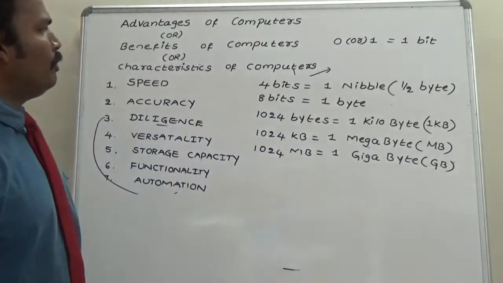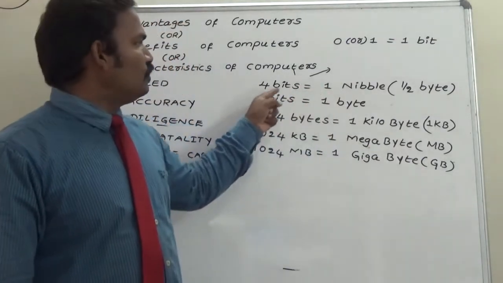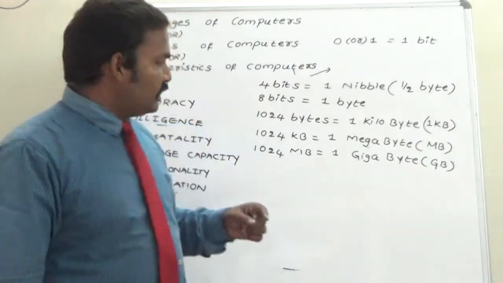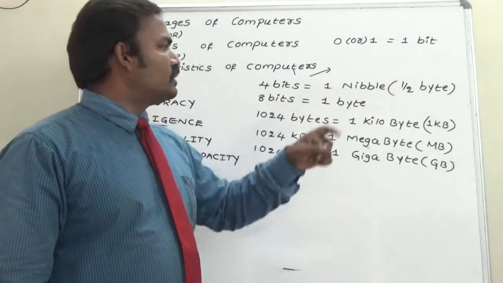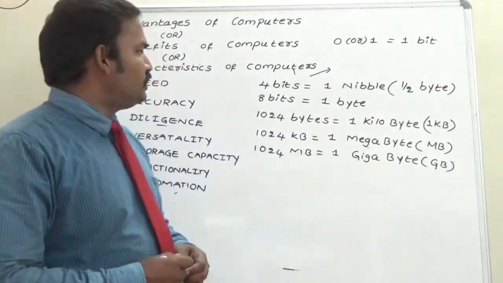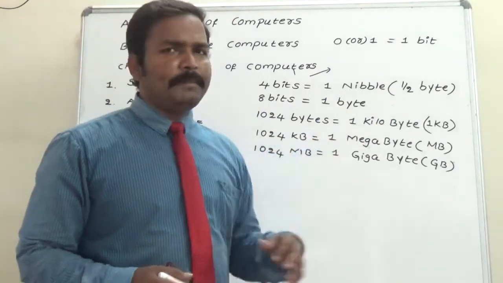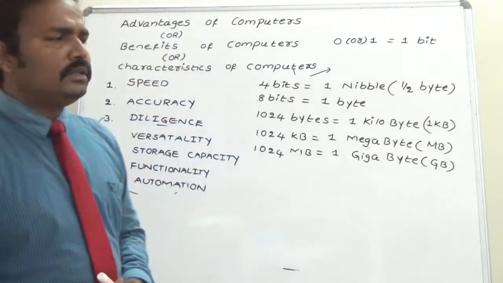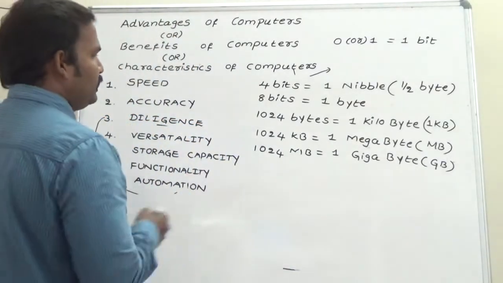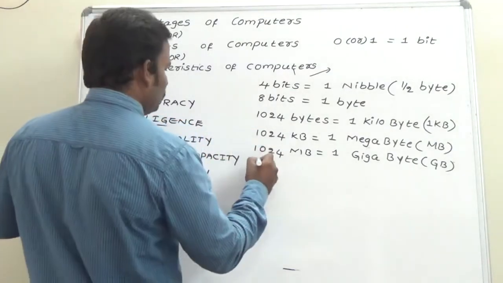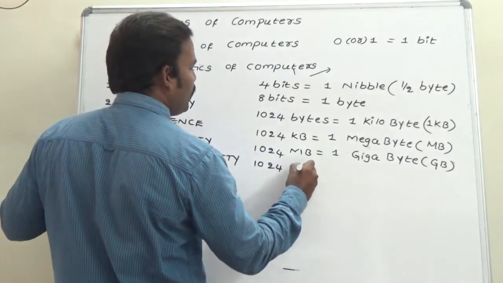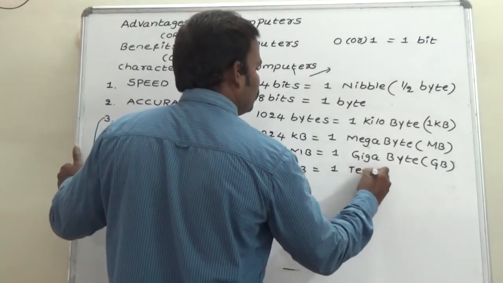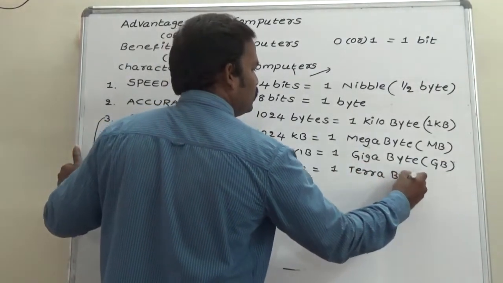Is it clear? 4 bits equal to 1 nibble. 8 bits equal to 1 byte. 1 byte equal to how much? 8 bits. Next, 1024 bytes is equal to 1 kilobyte. 1024 kilobytes equal to 1 megabyte. 1024 megabytes is equal to 1 gigabyte. Next, 1024 gigabytes is equal to 1 terabyte. TB.